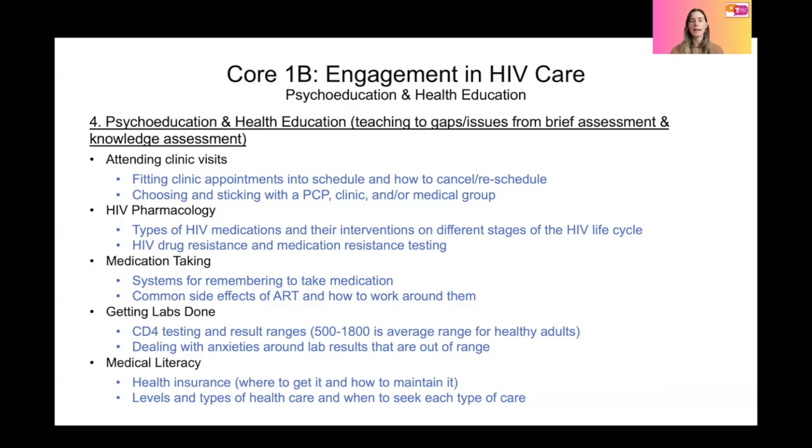Also dealing with anxiety. A lot of anxieties come up, especially around challenges dealing with the healthcare system and past experiences. And so discussing anxieties around getting labs, around lab results, around just going for an appointment in general or talking to a doctor and trying to advocate for yourself. As well as medical literacy, things that can really help them feel confident in their healthcare and what each thing means.